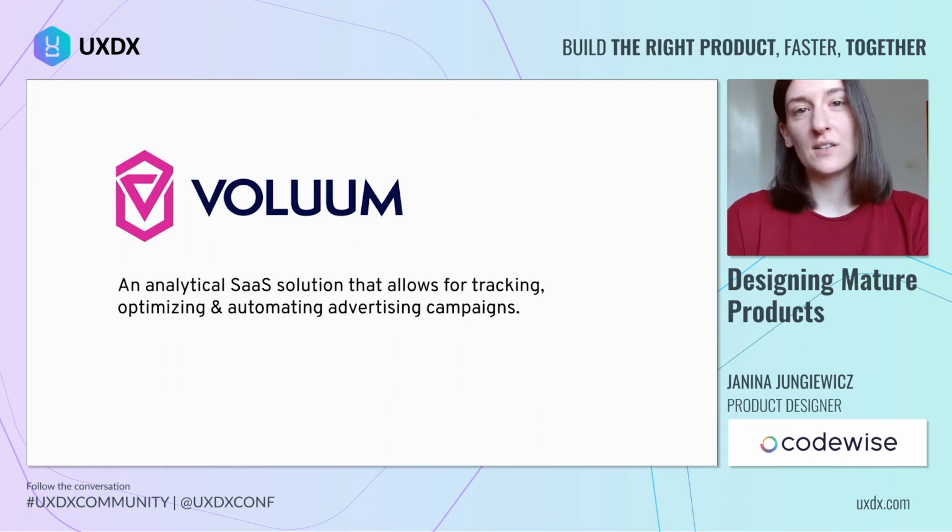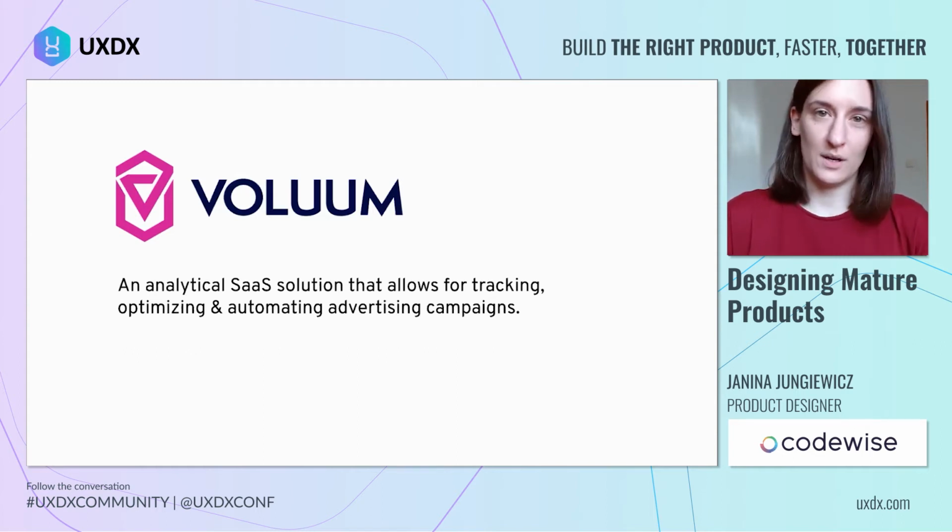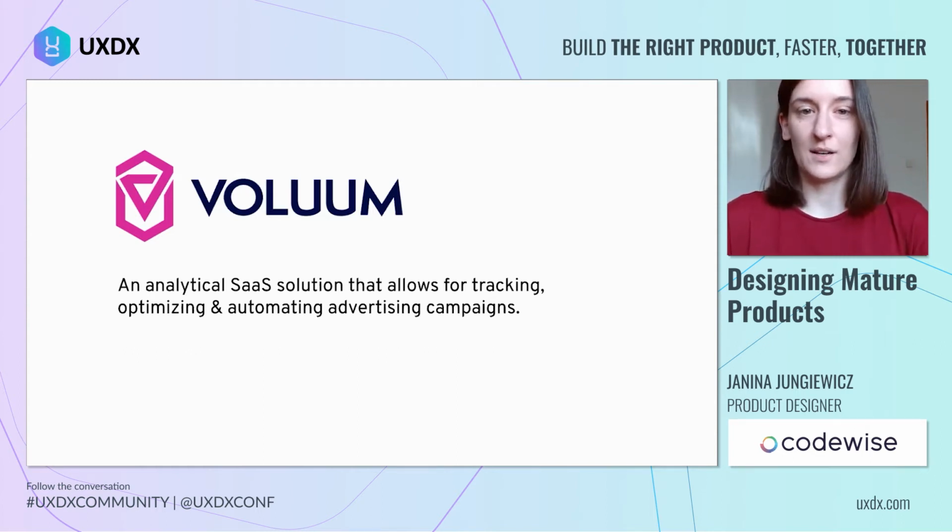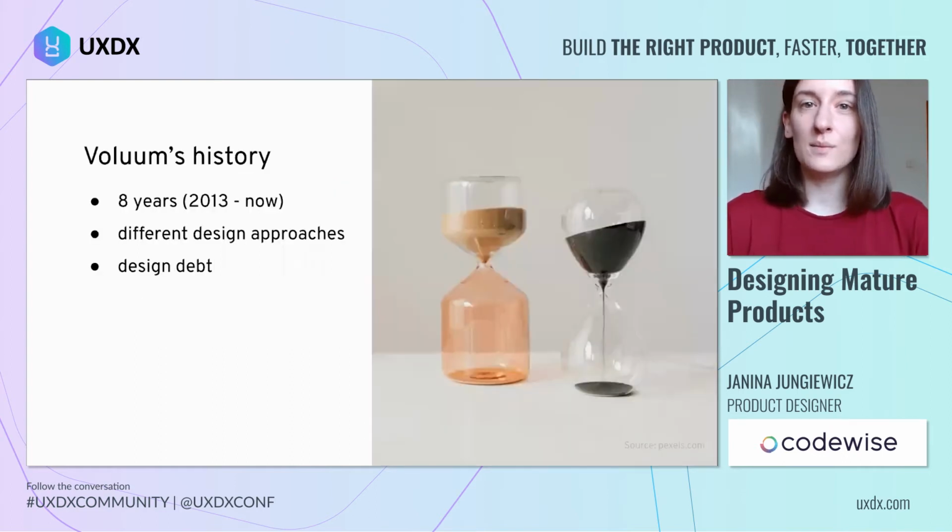Volume Tracker is an analytical SaaS solution that allows for tracking, optimizing, and automating advertising campaigns. Currently, it's the most popular tracker on the market dedicated to affiliate marketing. And Volume is also a product with rich history. Its development was started in 2013.